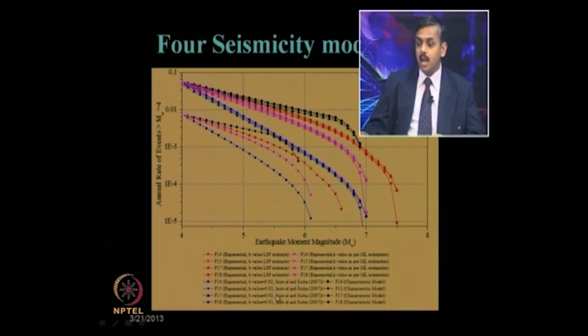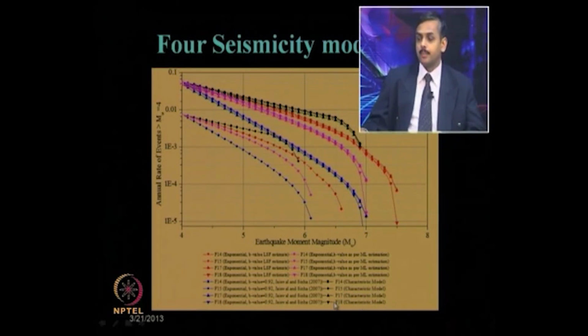We want to just see what the influence of other models is. That is why we have used this value of B. These first two are our proposed or obtained values, and this is as per Jaiswal and Sinha, and these black colored dots are the characteristic model for that site, for that location. So, these are the 4 seismicity model parameters, and the annual rate of exceedance of an event with magnitude more than or equal to 4 is taken care of. Okay?